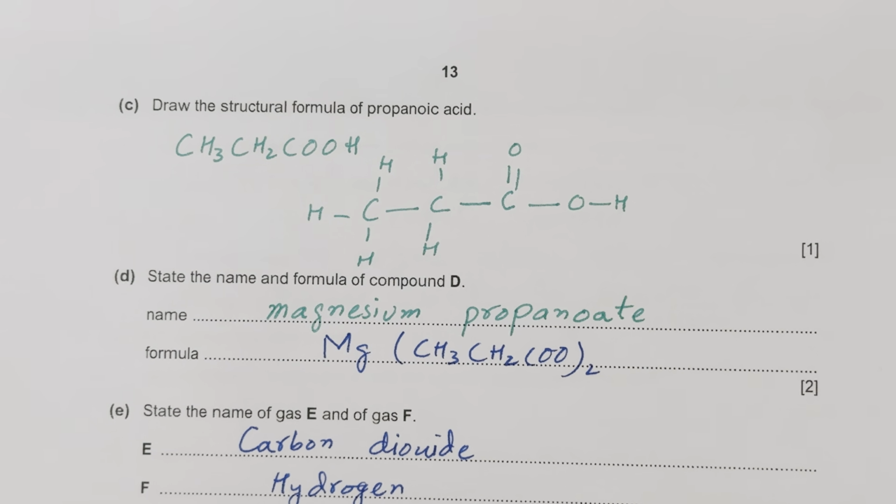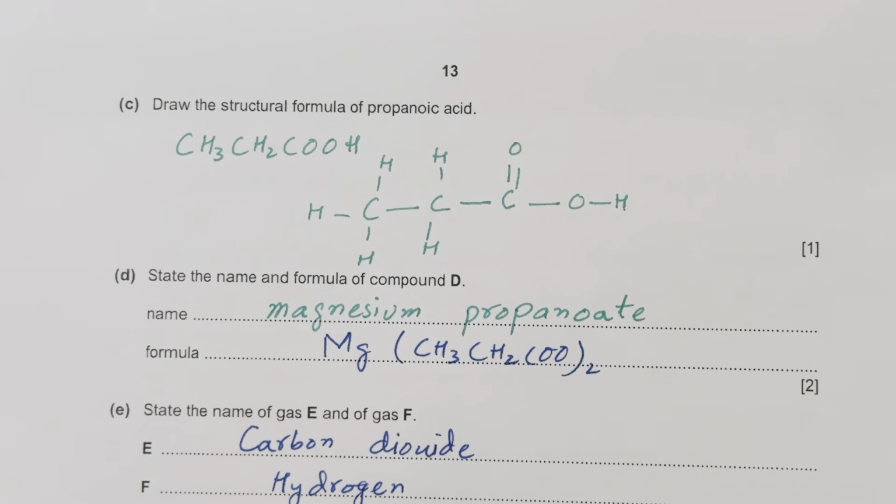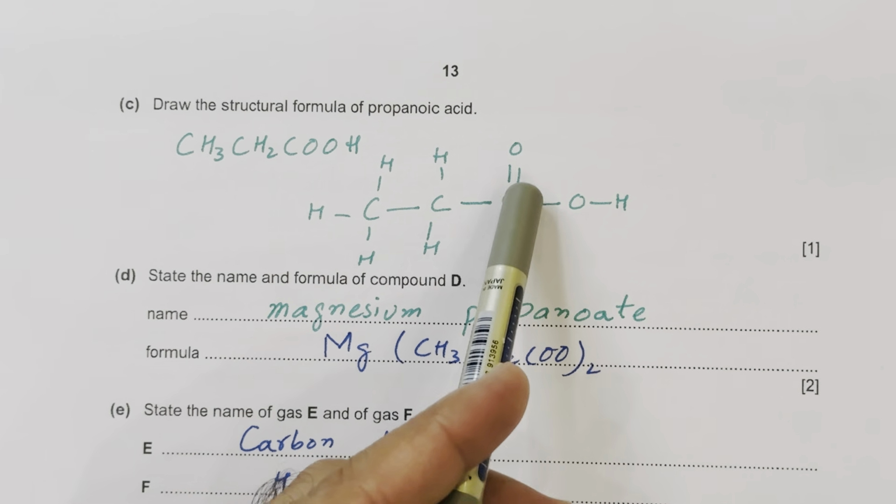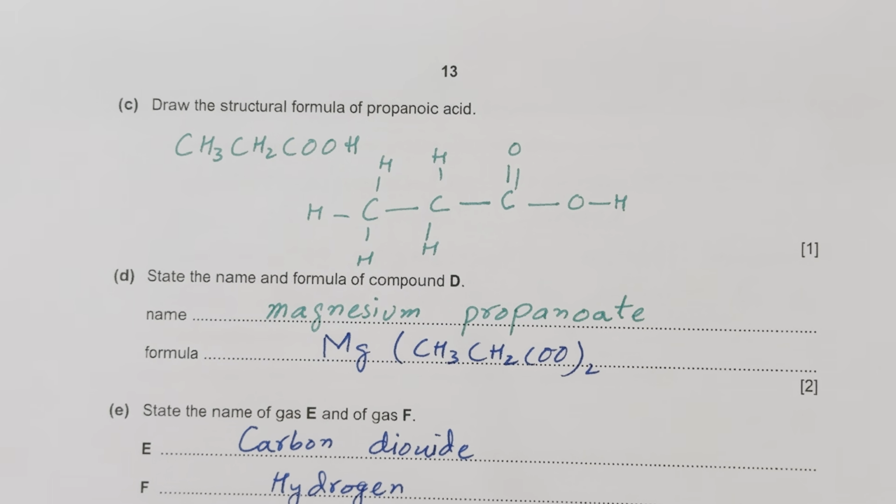Moving to part C, draw the structural formula of propanoic acid. The structural formula of propanoic acid is CH3CH2COOH. I have also drawn the displayed formula, and that is equal to CH3CH2COOH.